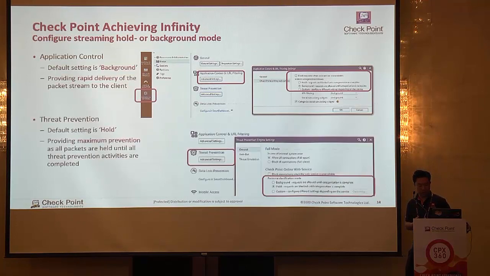Okay. For threat prevention, the default setting is different. The threat prevention default setting is hold. We will hold until the categorization query from ThreatCloud is finished, because it provides maximum prevention. Even if only the first packet is malicious, it will have an impact on the client's access. So in threat prevention the default setting is hold mode, and in the future we will change the name from hold mode to maximum prevention, which is more relevant to what we are doing.